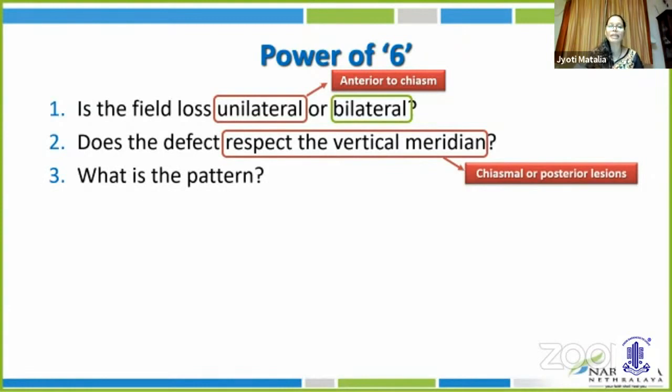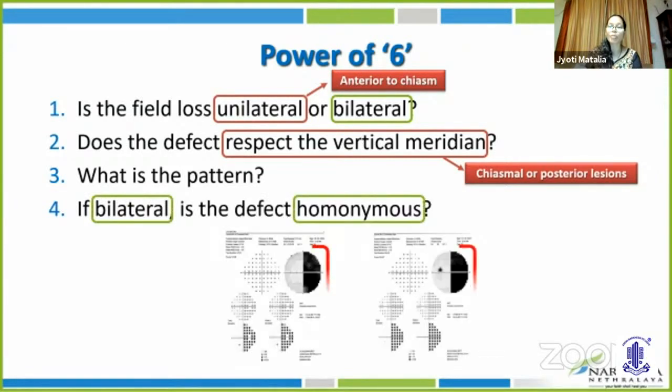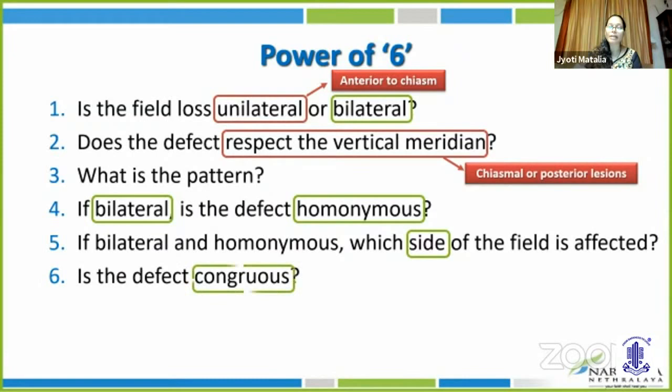What is the pattern? Which means either quadrantanopia, hemianopia, etc. If it is bilateral, then you have to see if the defect is homonymous. What do you mean by homonymous? It is to one side of the lesion, whether it's in the right eye or the left eye, and these are usually posterior chiasmal lesions. If it is bilateral and homonymous, we have to find out which side of the field it is, like in the previous example, it will be the left side because the field defect is on the right. And then finally, whether they are congruous, because the more congruous they are, the more we expect a posterior lesion.